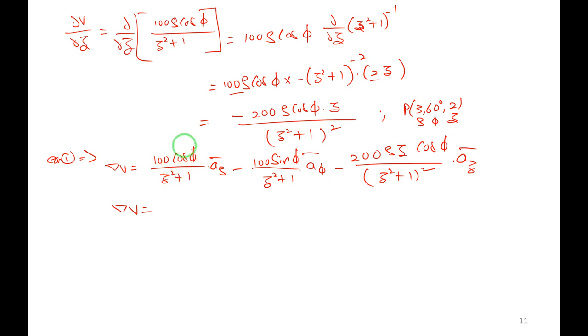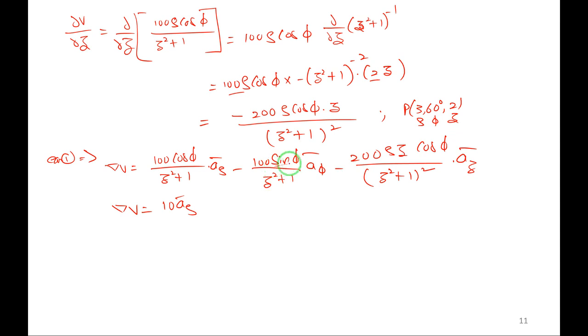So 100 into rho is how much? Sorry, 100 into cos phi. Cos phi is how much? 60 degree. Cos 60. 100 into cos 60 divided by z square plus 1. Z is 2. 2 square is 4. 4 plus 1, it is 5. So I am getting this as 10 a rho. First one, 10 a rho, this entire thing after substitution. Please correct me if I am making any mistakes, right?